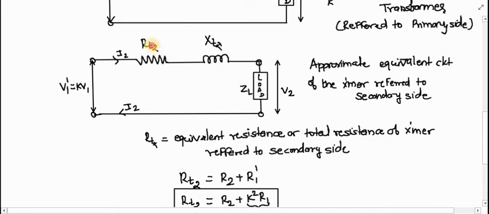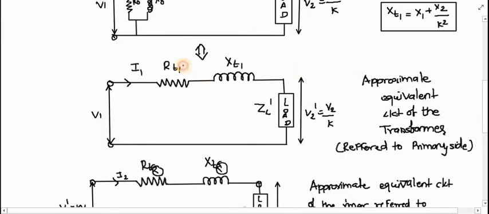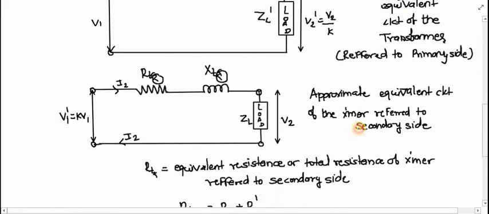Here 2 stands for referred to secondary. Here 1 stands for referred to the primary. Means this is the approximate equivalent circuit of the transformer referred to the primary side. This is the equivalent circuit of the transformer referred to the secondary side. Right? So, in this way we have completed the reduction of the equivalent circuit of the transformer in this lecture.